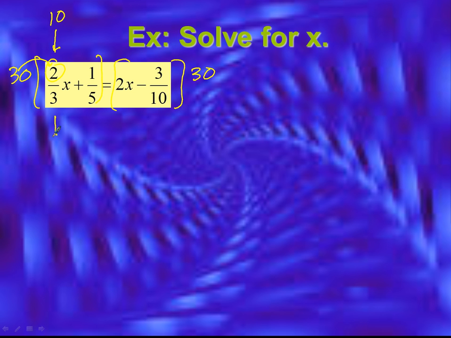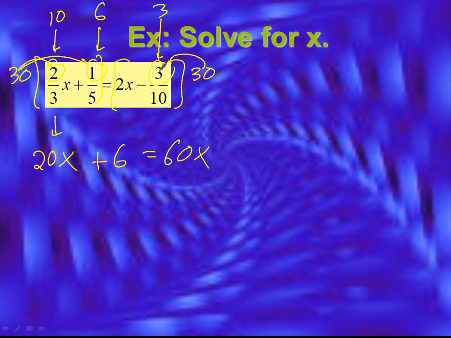times 2. What's 10 times 2? 20. No big deal, right? 20 over x. If I go to the next term, 30 over 5 is 6 times 1 is 6, right? Over here, 30 times 2x is 60x. Now, what about this guy? 30 over 10 is 3 times 3. So I get minus 9. See how I did that?